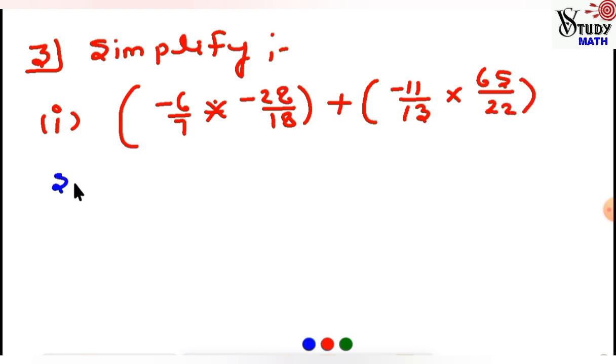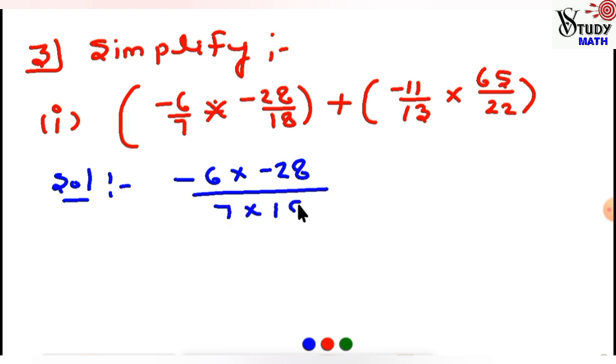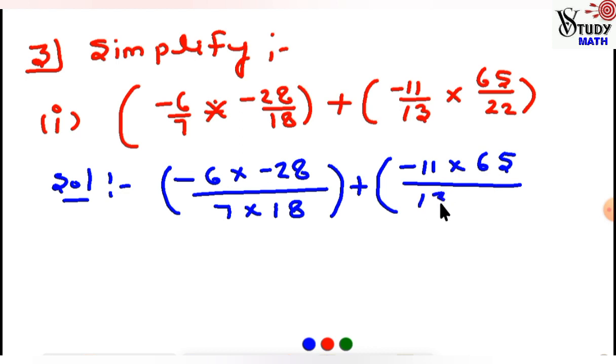So now solve this question. How can we solve this question? Numerator will multiply numerator and denominator will multiply denominator, small bracket close. Positive again, numerator will multiply numerator and denominator will multiply denominator.